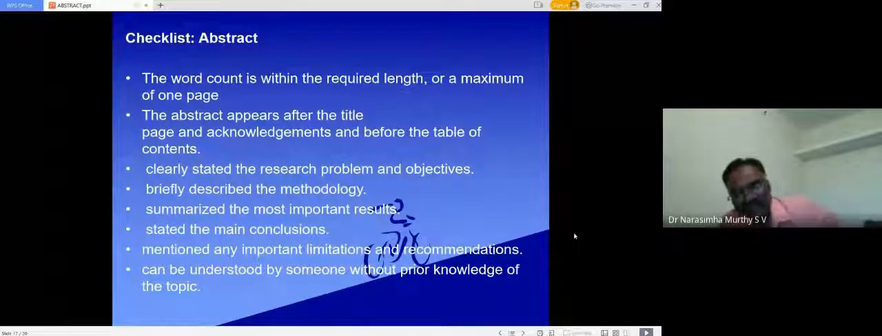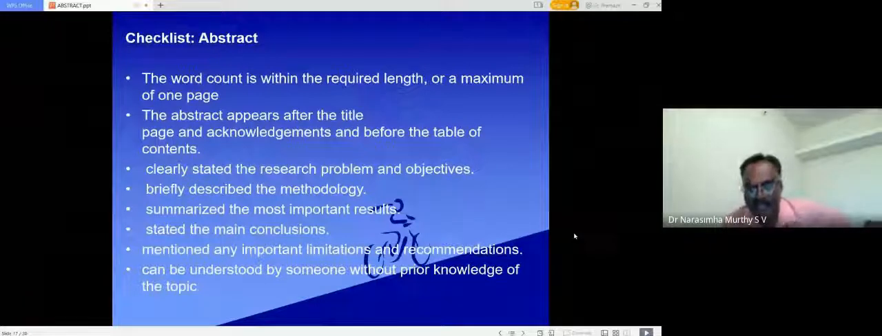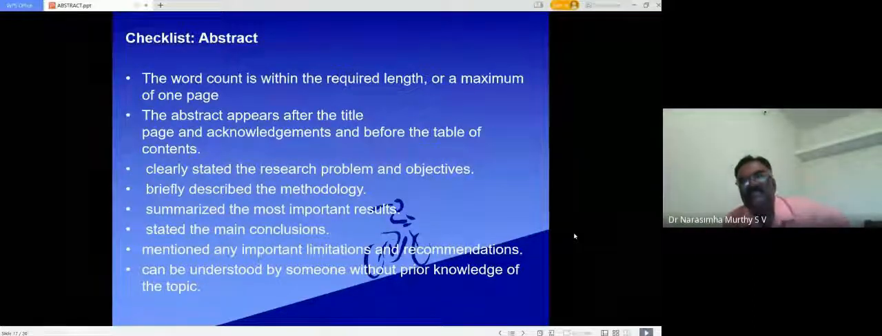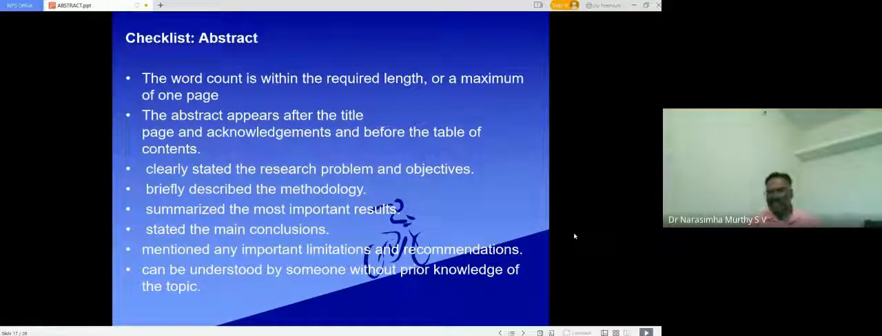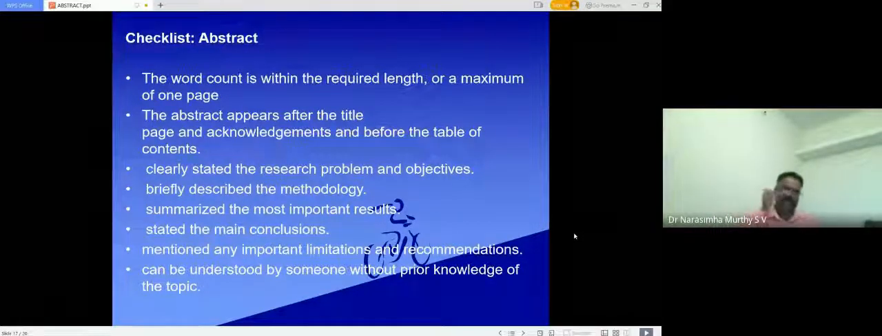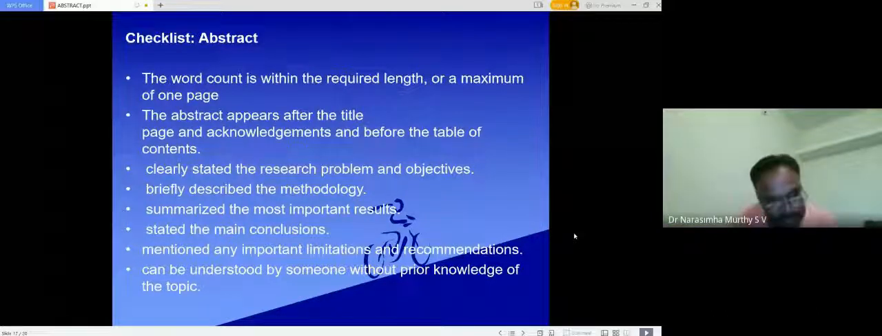And the last point is something very significant for me. Is my abstract clear? Can it be understood by someone without any prior knowledge of the topic? That means it should cater to a common man, a person who is not in the field, who does not know anything of the topic that I am dealing with. That is why I usually advise people, your abstract, if you're an English teacher, share it with an economics teacher, share it with a mathematics teacher, and ask him whether it makes any meaning for him.